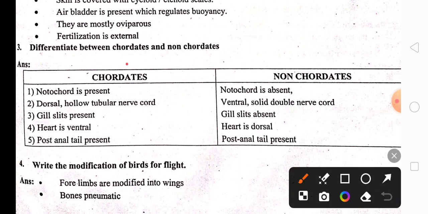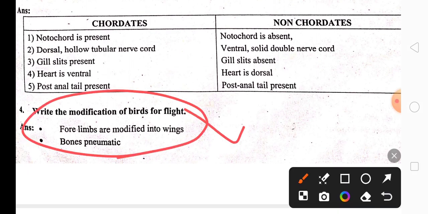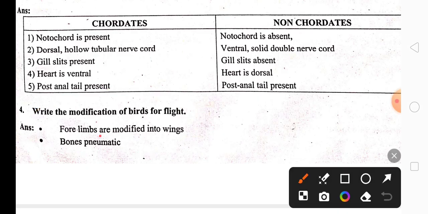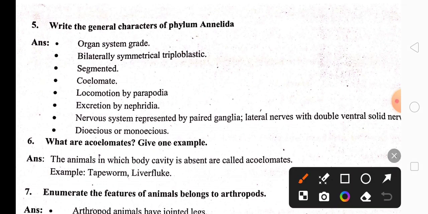This chapter has one more difference, chordates and non-chordates. It is also very important for the exam. And for 2 marks, remember the modifications of birds for flight, where the forelimbs are modified into wings and they have pneumatic bones. The body is covered by feathers, boat-shaped body. Any 2 or 3 points you can remember.